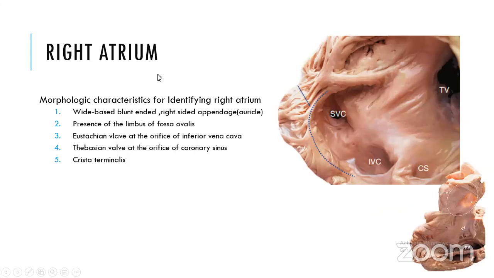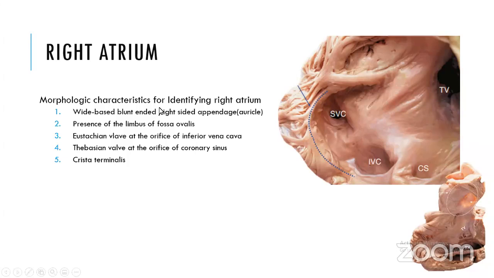So there are morphological characteristics of the right atrium that help identify it and differentiate it from the left atrium. First and the most indicative morphological characteristic is a wide-based and blunt-ended right-sided appendage. And the picture is in the next slide.